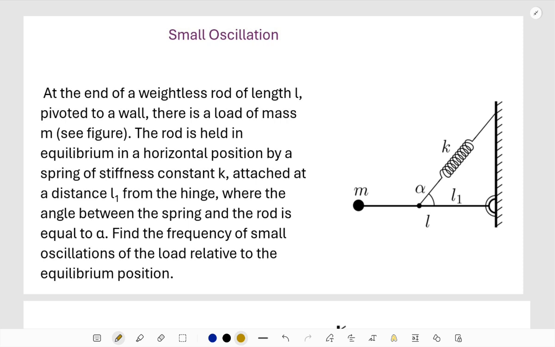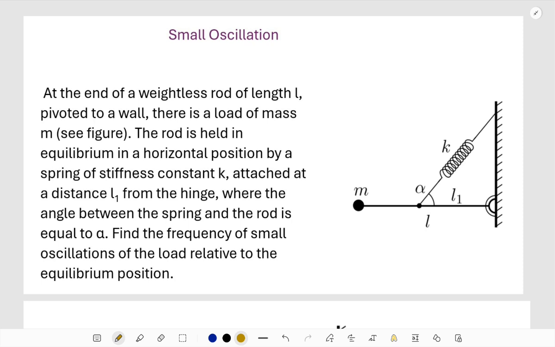It must be stretched, attached at a distance L1 from the hinge, where the angle between the spring and the rod is equal to alpha. Find the frequency of small oscillations of the load relative to the equilibrium position. So we have to find the angular frequency for the small oscillations of the load. And this is the equilibrium position.